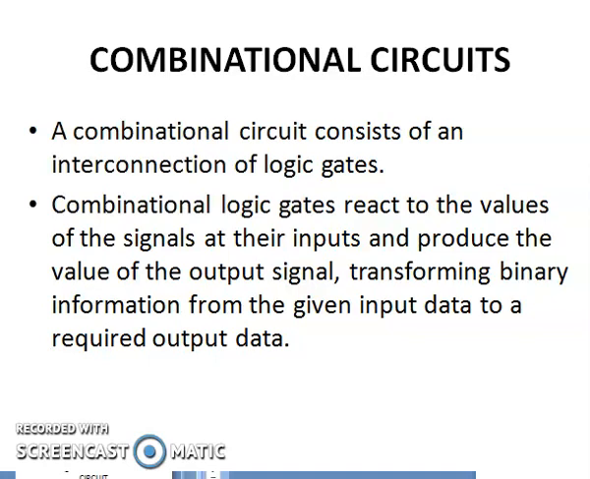Combinational circuit consists of interconnection of logic gates. Its output at any time is determined by the present combination of inputs.